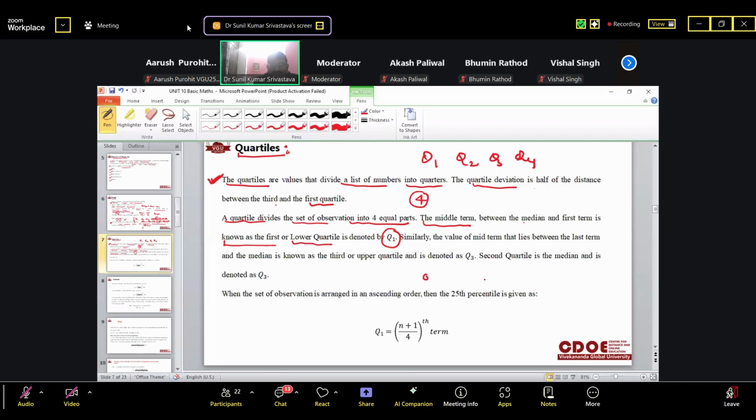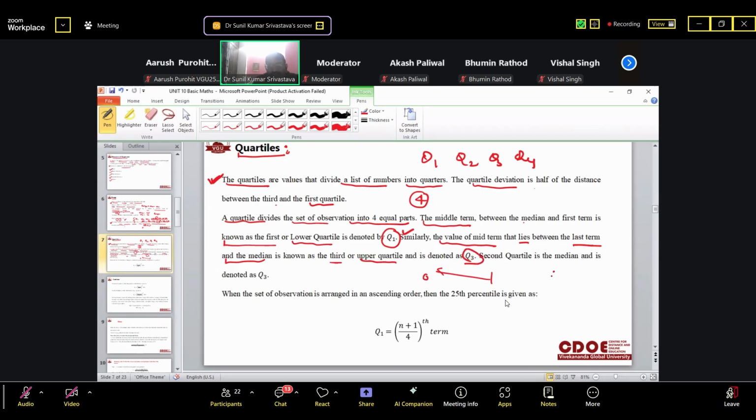That is the first term. Suppose the data between this one. The middle term between the median and the first term is known as the first or lower quartile, denoted by Q1. Similarly, the middle term that lies between the last term and the median is known as the third or upper quartile, denoted by Q3.